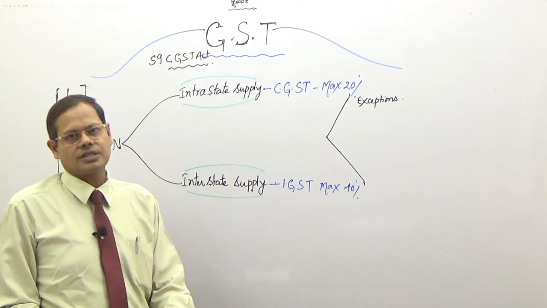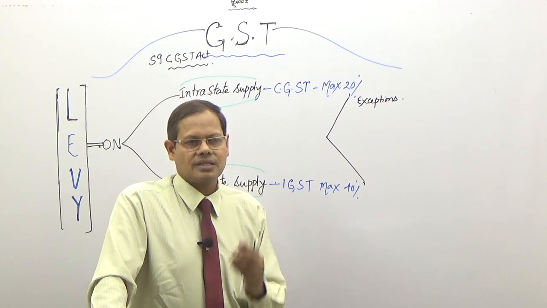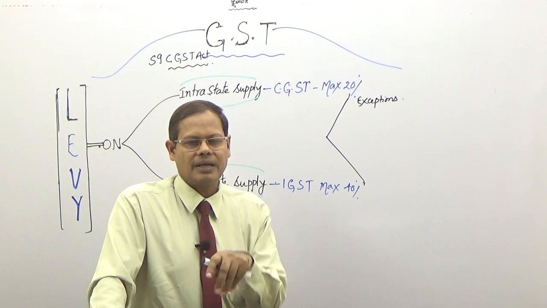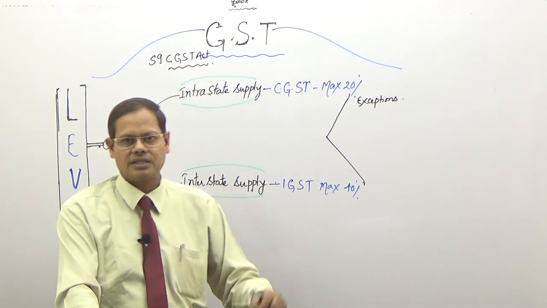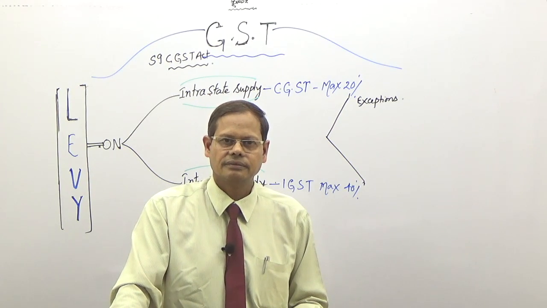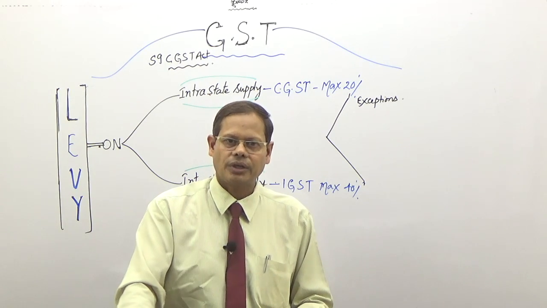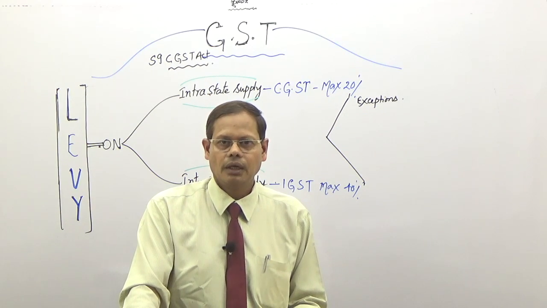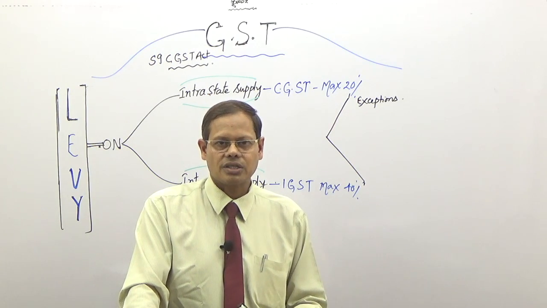So, what is intrastate supply? Intrastate means within the state, you can say. So, when the supplier and the place of supply are in one and the same state. For example, the supplier is located in Delhi and the supply took place in Delhi. Time of supply and place of supply are very important things, and you have to read those provisions to understand it fully.